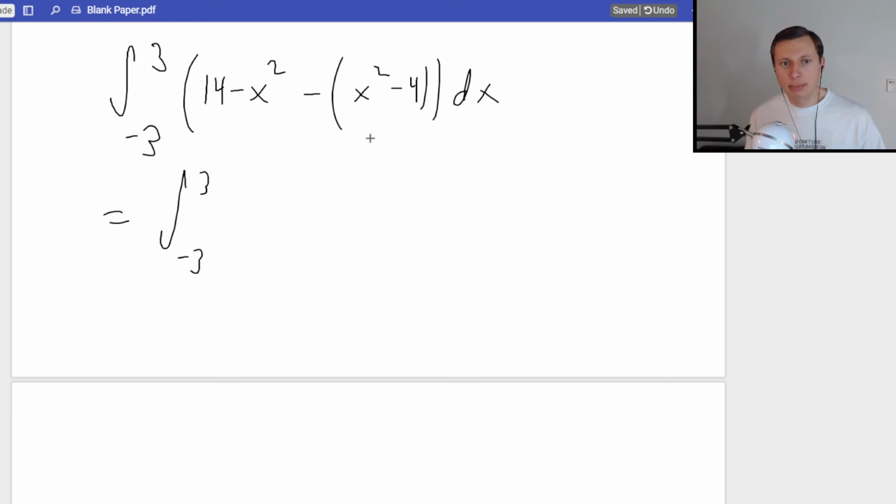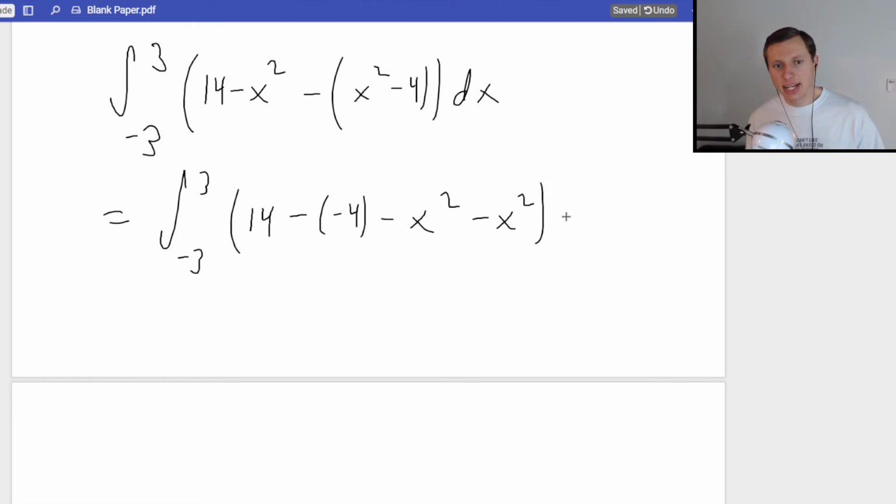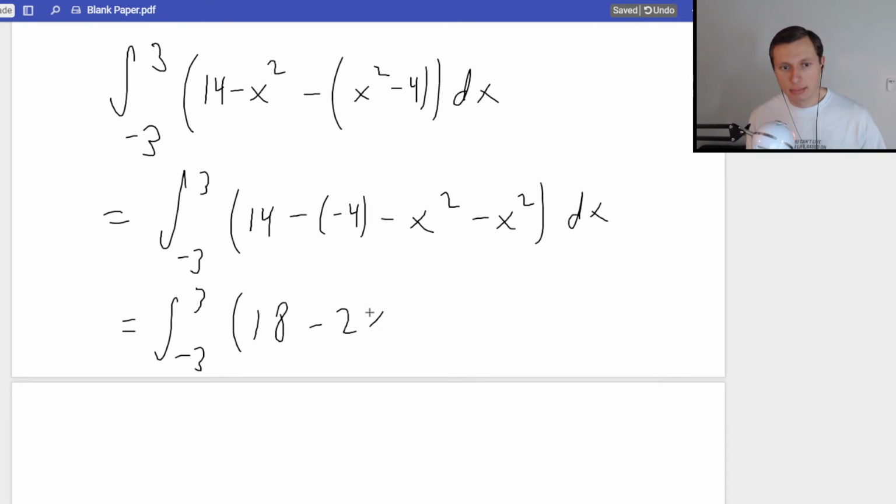Integral from -3 to +3 of 14 minus -4. Everyone see that? I have 14 minus a -4. That's going to be 14 plus 4, so that will become 18. And then minus x squared minus a second x squared dx. So if I simplify that, I get integral from -3 to +3 of positive 18 minus 2x squared dx.